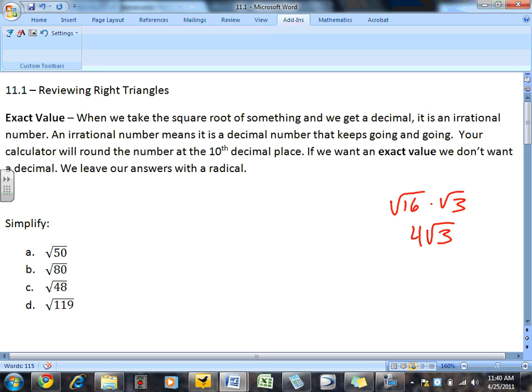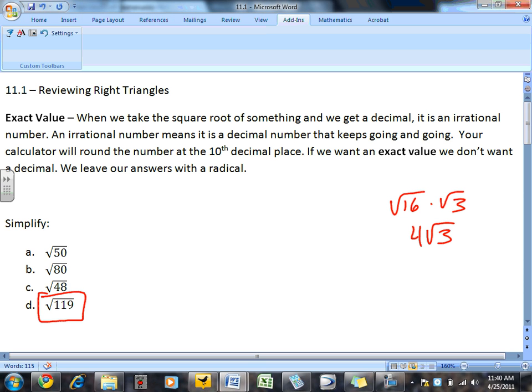Last one, D here. If you think about 119, I can't think of any number times itself that equals 119 at all. I believe 119 is a prime number. If you have a square root of a prime number, you don't have to do a thing. All right, that's simplified enough. So your answer actually is just the square root of 119.